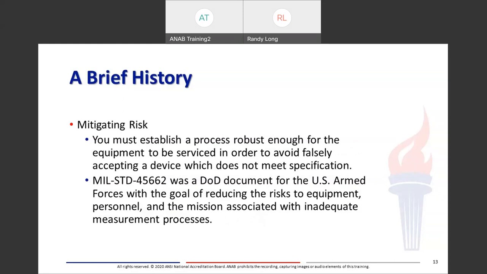The whole idea behind this is to mitigate risk. You have to establish a process robust enough for the equipment to be serviced in order to avoid falsely accepting a device which does not meet specifications. Keep in mind that Mil Standard 45662 was a DoD document for the armed forces with the goal of reducing risk to equipment, personnel, and mission associated with inadequate measurement processes.